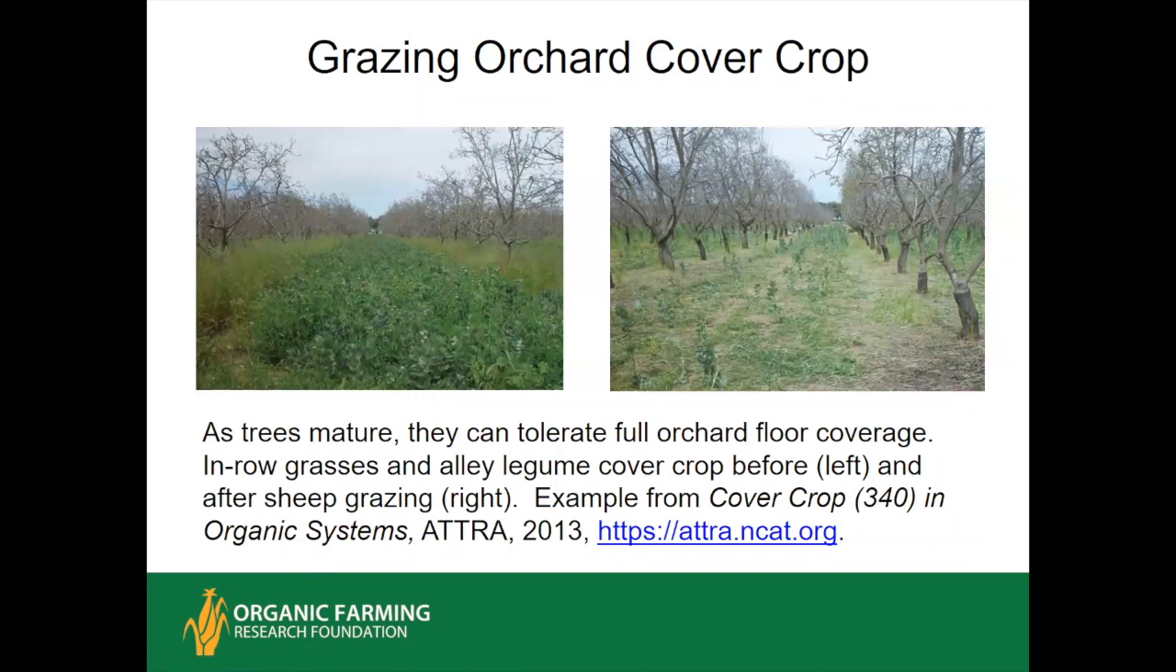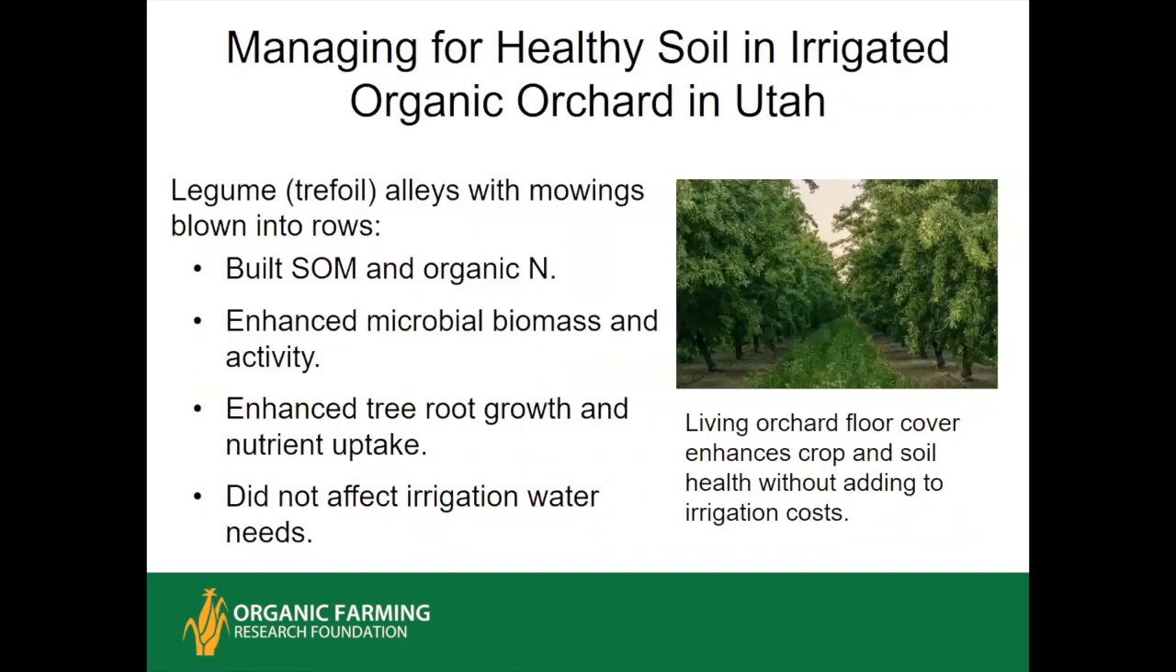So that's another good example of that. And going back to Utah, this is a project funded by the Organic Research and Extension Initiative. They were looking at trefoil, birdsfoot trefoil in alleys, and the mowings were blown into the rows. And this was found to really build the organic matter and enhanced not only microbial biomass and activity, but also root growth out into the alleys underneath that nice living mulch cover. And having the nitrogen in the clippings blown into the tree rows enhanced the tree crop nutrition.